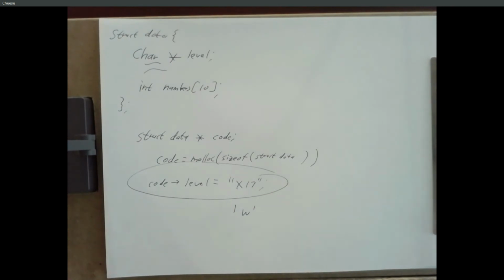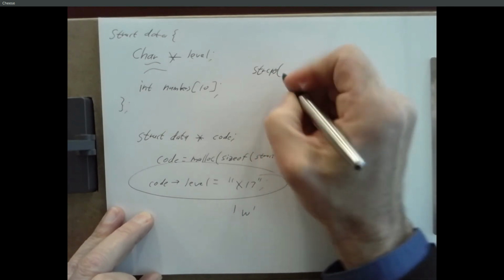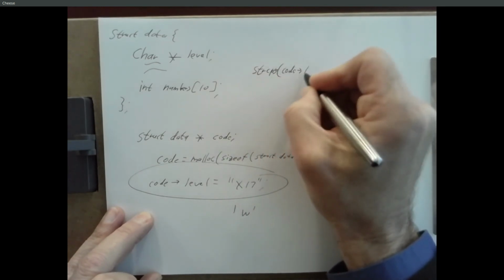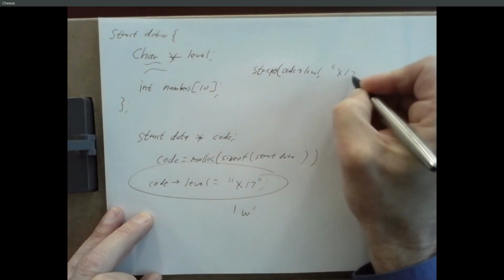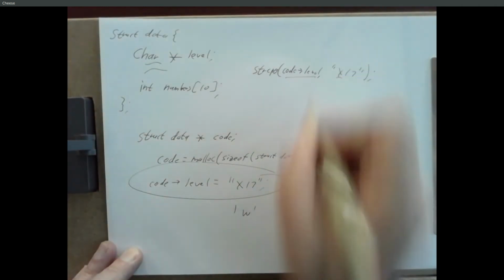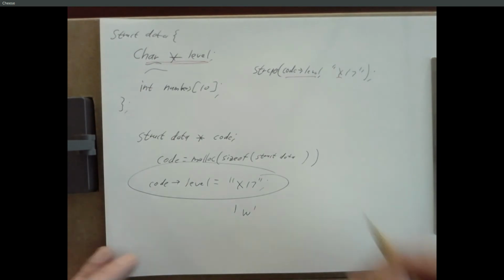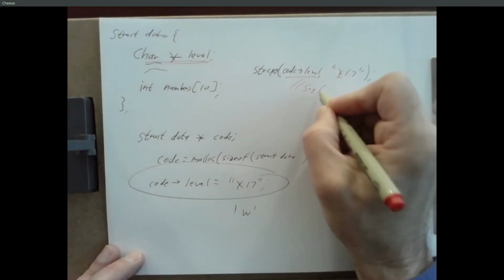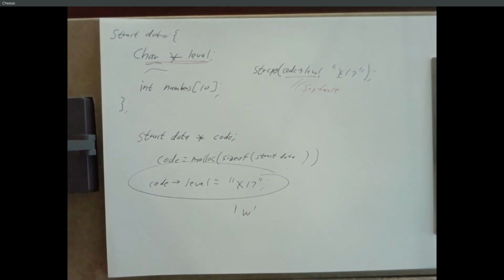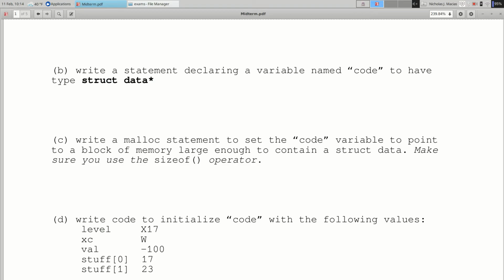You could try to do something like string copy, code level, x17. And string copy is going to go byte by byte and read a byte here and store it in successive locations here. But if you do that, you've got to initialize what char star level is first. Otherwise, it's probably null, and when you start to do this, you get a seg fault. So this is one of the cases where you're actually better off just saying equals some double quoted string.